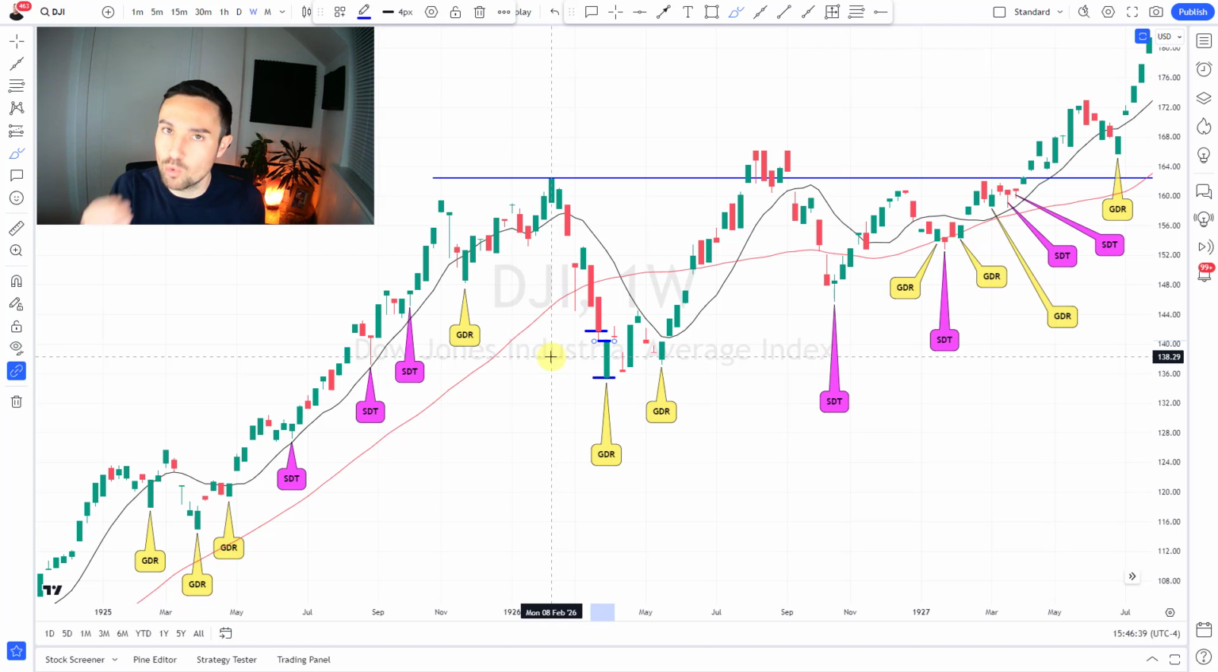So if we're looking at Apple, we're just comparing the behavior of Apple to Apple. If we're looking at AMD or Nvidia, we're comparing it to that specific stock, okay?